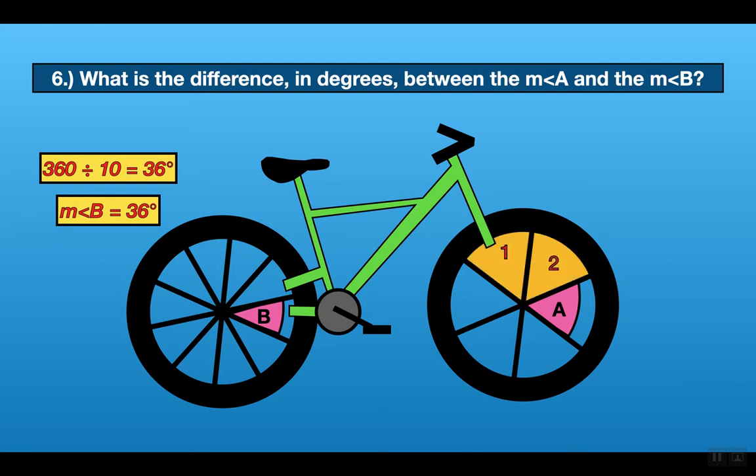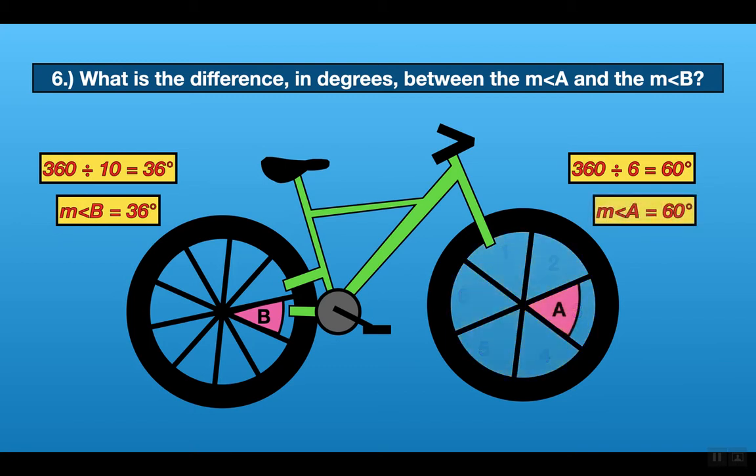Okay, we have 1, 2, 3, 4, 5, 6 angles. So if we take 360 degrees and divide it by 6, we'll see that each angle measures 60 degrees. So the measure of angle A is 60 degrees.